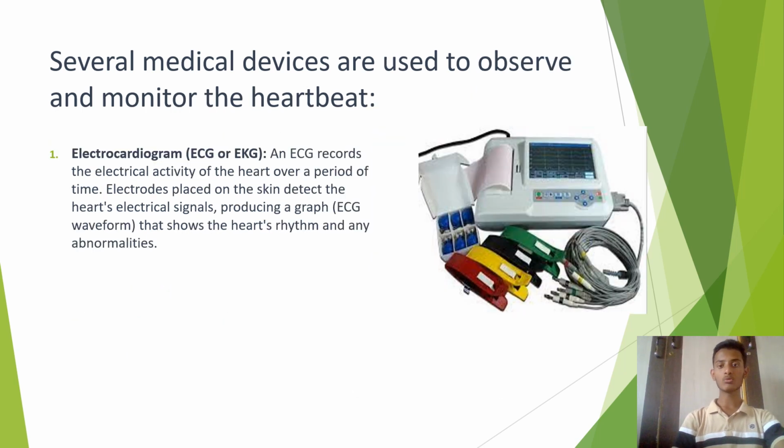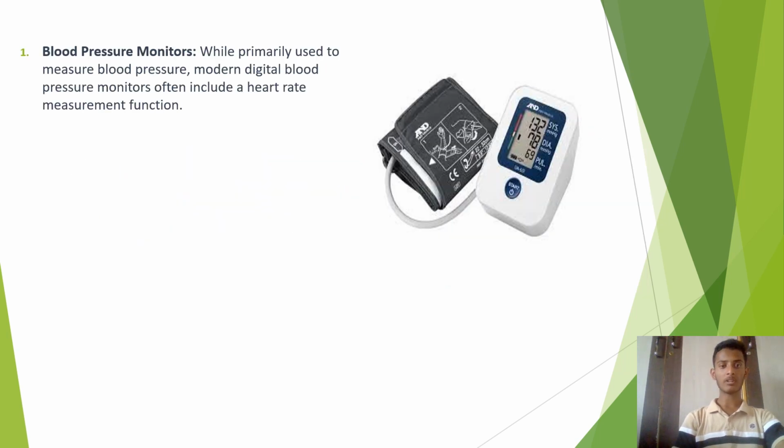Several medical devices are used to observe and monitor the heartbeat. Electrocardiogram (ECG). An ECG records the electrical activity of the heart over a period of time. Electrodes placed on the skin detect the heart's electrical signals, producing a graph (ECG waveform) that shows the heart rhythm and any abnormalities. An ECG machine displays graph-like structures according to the heartbeat. Blood pressure monitors.